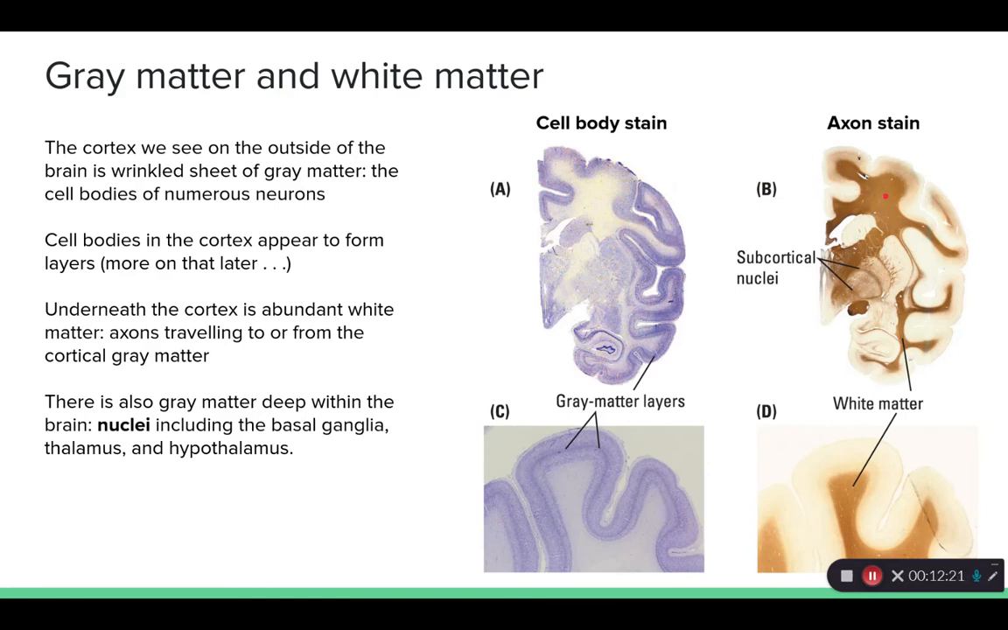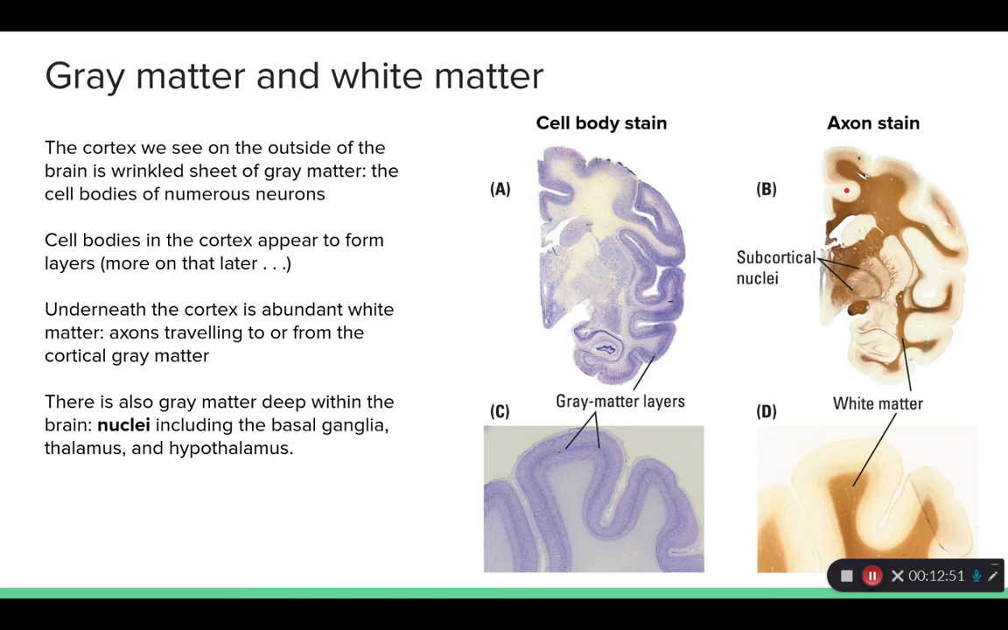And hopefully you can see that these two are really showing you very similar structures, but with complementary and reversed colors, right? Here, the gray matter is very dark because the stain is attaching itself to the cell bodies. Here, the gray matter is very, very light because the stain, instead of attaching itself to the cell bodies, is staining the axons. And likewise, the white matter over here is very, very light. The white matter over here, the axons are very darkly stained.